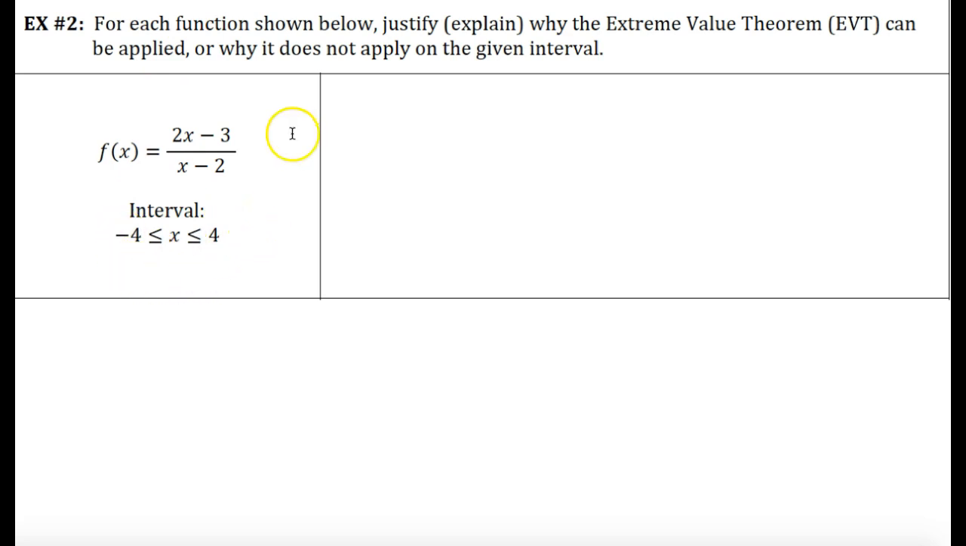Well, I want to think about, first, is it continuous? Okay, are there any values that would make this not continuous? Well, sure, right? If I have a 0 in the denominator, well, the value that would give me 0 in the denominator would be a 2. 2 is on this interval, right? 2 is between -4 and 4. So this function, okay, on this interval, we would say that the extreme value theorem doesn't apply, right?